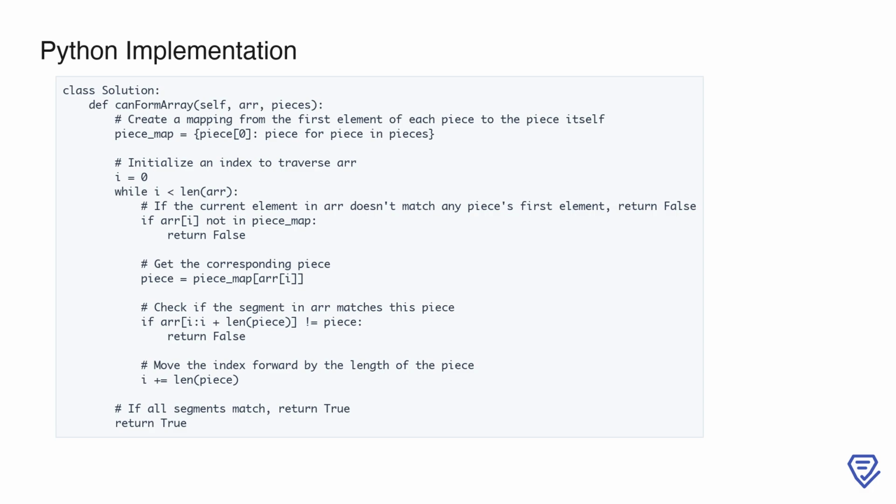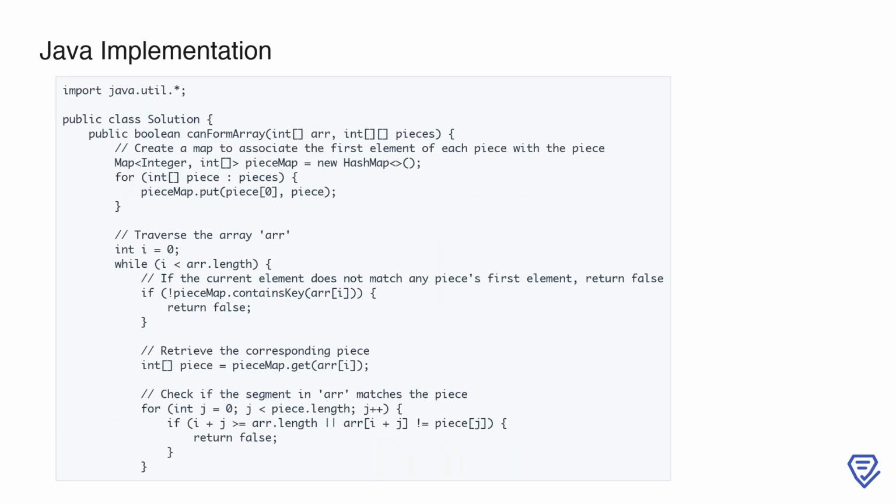This approach ensures that the solution is efficient, as the dictionary lookup and slicing operations enable quick validation of matches. The algorithm handles edge cases, such as mismatched elements or extra elements in ARR, by returning false immediately when an inconsistency is detected. Here, we start by importing the necessary packages and defining our solution class with a method named canFormArray. The goal of this method is to determine if the array ARR can be formed by concatenating subarrays from the pieces array exactly as they are.